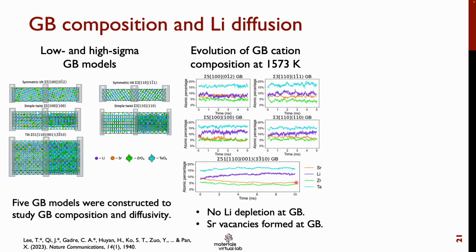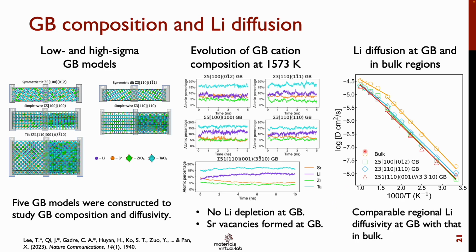This tells us that there's no lithium depletion at the grain boundary, which was actually one major reason why LLTO has a high grain boundary resistance. Instead of lithium depletion, we actually have more strontium vacancies at the grain boundary region. By looking at the diffusivity at the grain boundary and comparing with the bulk region, we see that the ionic diffusivity in the grain boundary region is just 2 to 3 times lower than in the bulk region for the 3 grain boundary orientations that we studied.